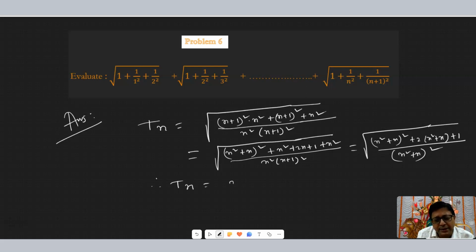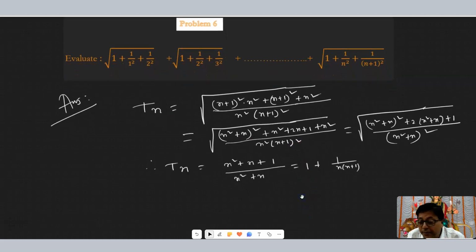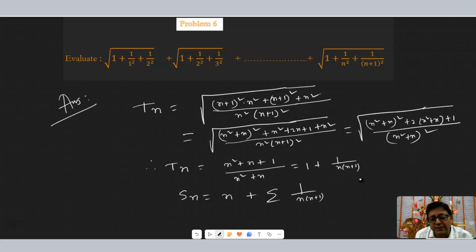write then n square plus n plus 1 whole square, square root, it will come out, and this is n square plus n. So this is 1 plus 1 by n into n plus 1. So, Olympiad sum. Directly a question will not be asked that this is a telescoping series, you find the sum. But you can find the sum by this method. Sn will be equal to what? 1 occurring n times, sum is n, plus sigma 1 by n, n plus 1.